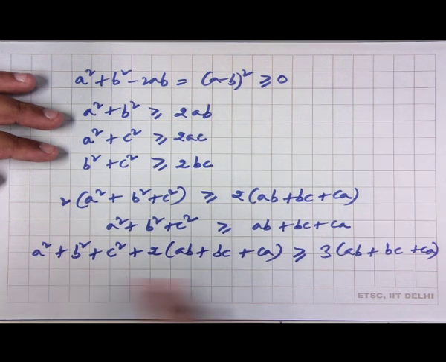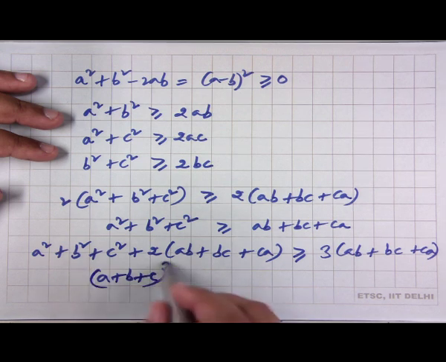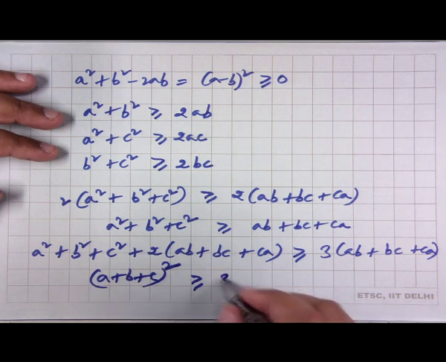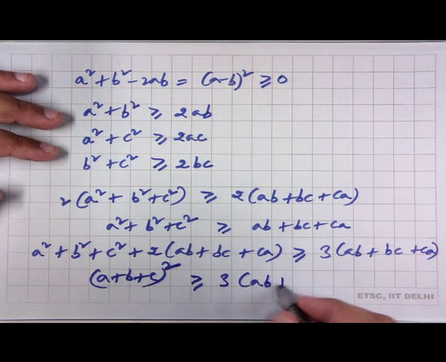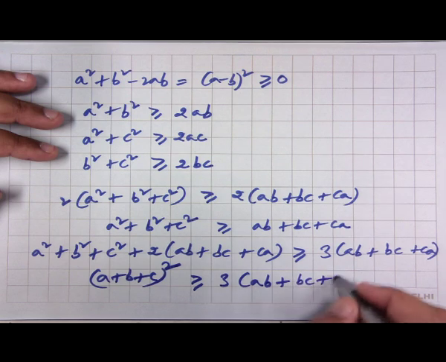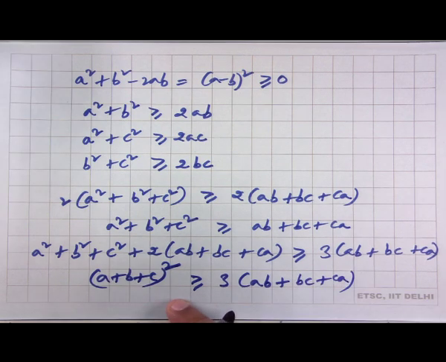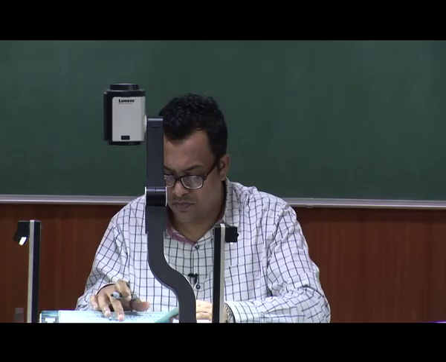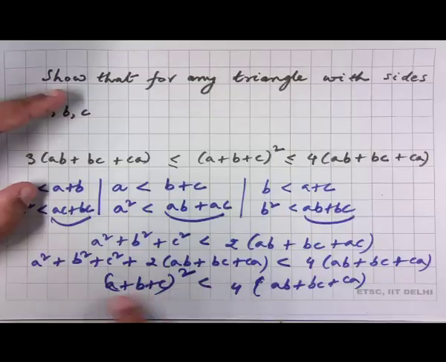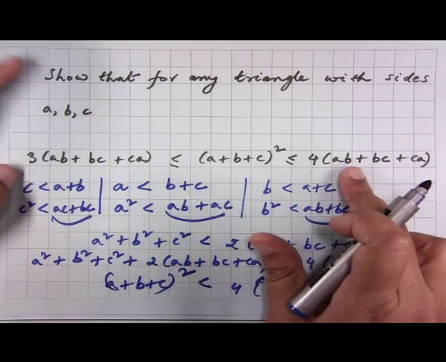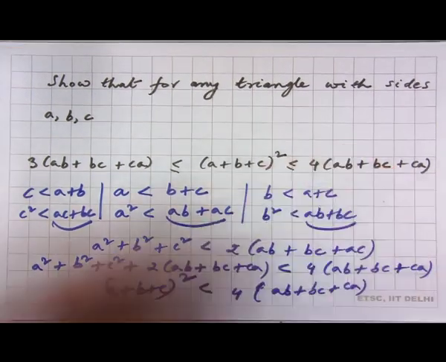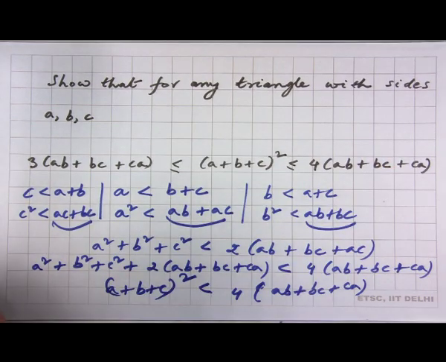But then this left hand side is again A plus B plus C whole square, and hence we have proved that A plus B plus C whole square is greater than or equal to 3 times AB plus BC plus CA. So, this also finishes the proof of the lower inequality, and we had already proved the upper inequality here. So, this finishes the solution to the last problem of this lecture.